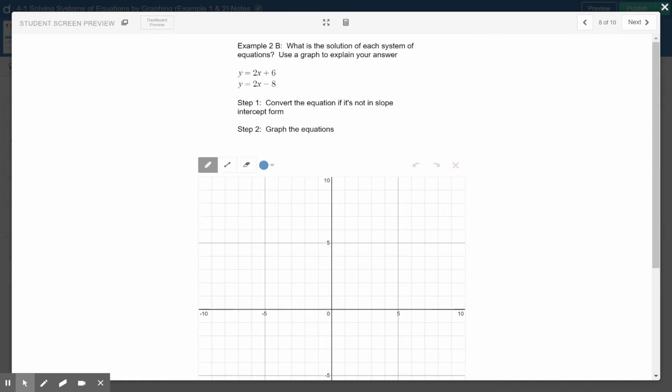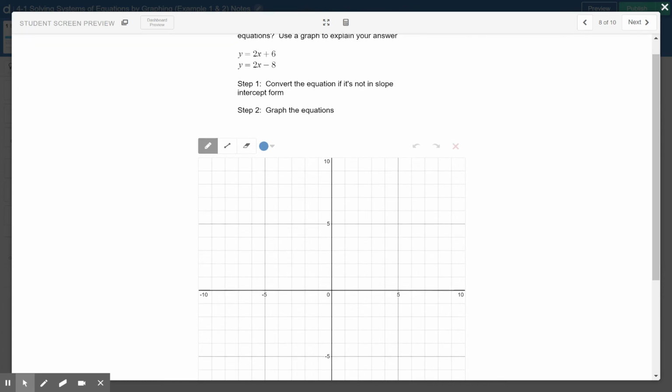All right, now for this one. It says, what is the solution if you have y equals 2x plus 6? So I'm going to graph that up 2, right 1. All right, go all the way. Draw your line. And then your second equation is 2x minus 8. So now we have a different y-intercept, but the same slope.